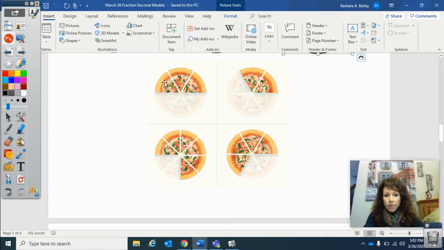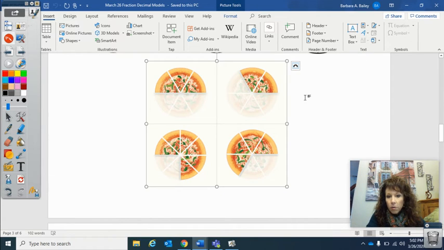So we have 3 pieces out of what would have been 6 to start with, 3/6, which is also equal to a half. Here we only have 2/6 of the whole pizza. So 2/6 is also equal to 1/3.